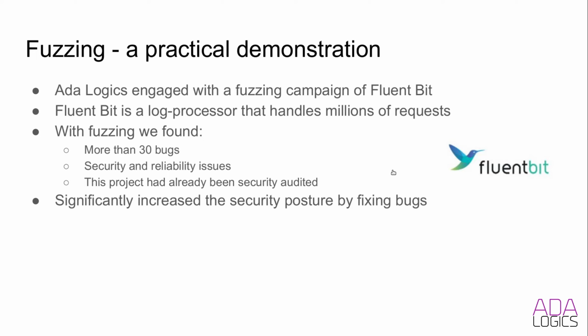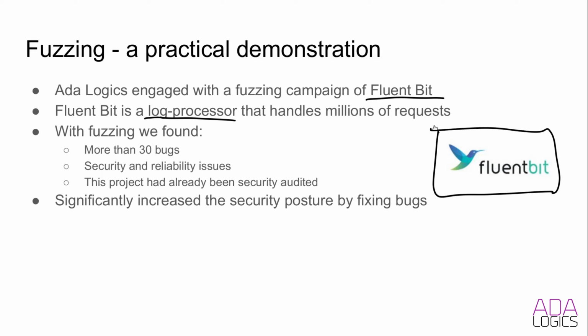So we did a fuzzing campaign of a project called FluentBit, and FluentBit is a log processor that handles millions of requests daily. And with this fuzzing effort, we did a lot of manual work in order to integrate the fuzzers with this FluentBit project, which is part of the Cloud Native Computing Foundation. We found as a result of the project more than 30 bugs and various security and reliability issues, and this is despite the project had already been audited with manual efforts.